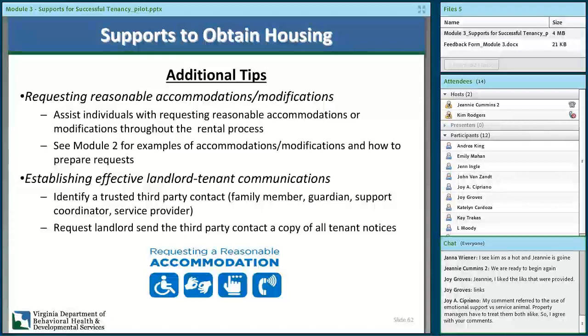It's also critical to establish an effective approach to ongoing landlord and tenant communications, especially when the tenant may need support to read, understand, and respond to important notices from the landlord. One approach is to identify a trusted third-party contact with the individual. This contact could be a family member, guardian, support coordinator, or service provider. Then, help the individual write a letter requesting the landlord send this third-party contact a copy of all notices to the tenant. This contact person can help the individual respond appropriately and in a timely manner.